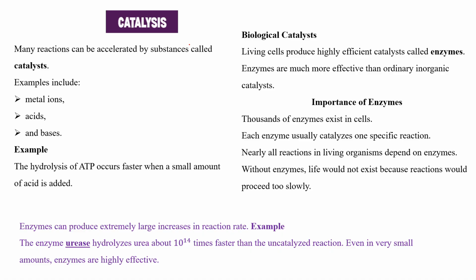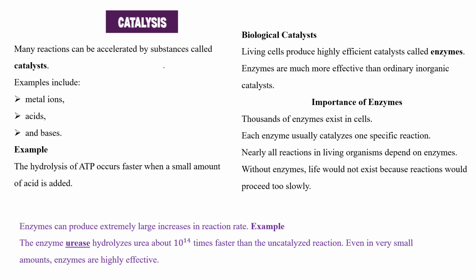So enzymes can produce extremely large increases in reaction rates. For example, let's look at the enzyme urease. Urease is an enzyme that is capable of hydrolyzing urea about 10 raised to the power 14 times faster than when we are not having any urease in the solution.